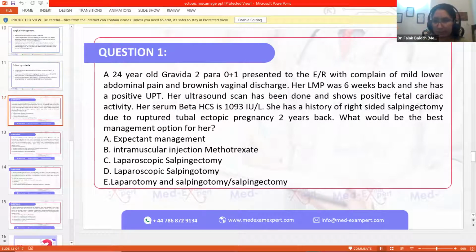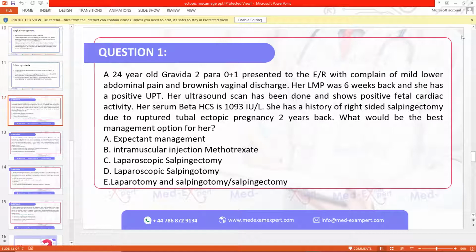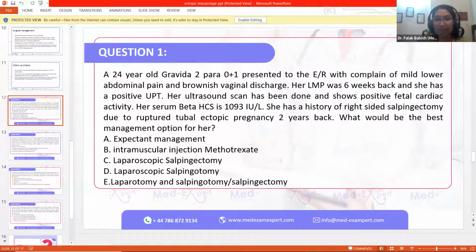Any thoughts or any ideas? Expectant management is not suitable here. The reason is there is positive fetal cardiac activity. So whenever, as we discussed, whenever there is cardiac activity, we go for surgical management.